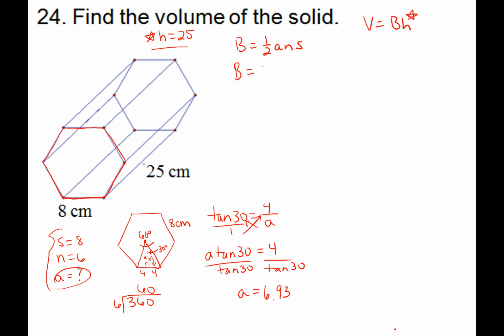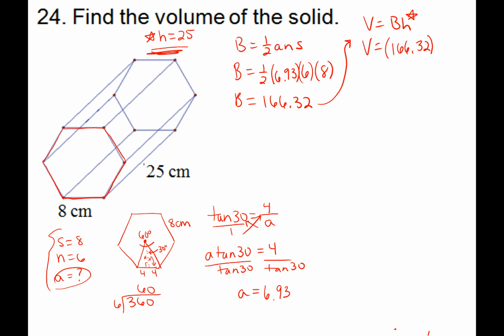So B equals 1/2. The apothem is 6.93. Number of sides is 6, and side length is 8. So I need to multiply all those lovelies together. So again, 1/2 goes in as 0.5 times 6.93 times 6 times 8. I get 166.32. Then I go back over here to this formula and plug in 166.32 times that height that we started over here, 25.